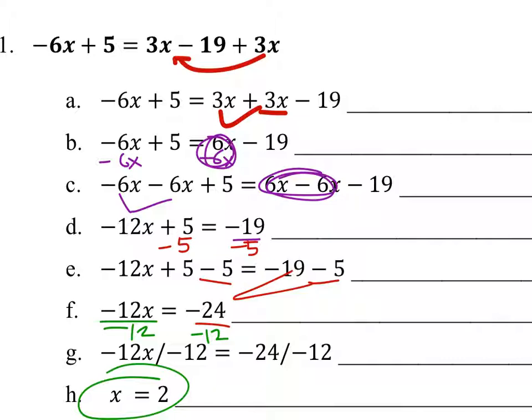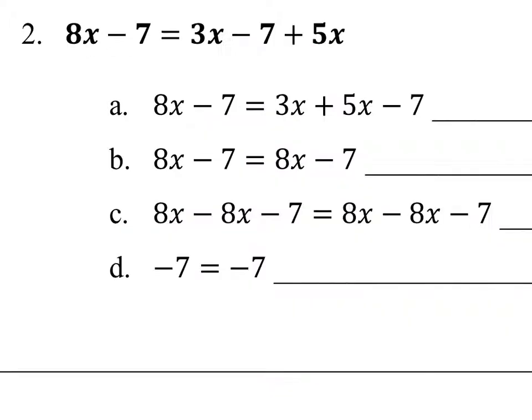So I prefer to show the work than to explain all that stuff, but either way, it's good. For this problem, I'm going to skip that first step A, and I'm just going to combine the 3x and 5x to get that 8x.